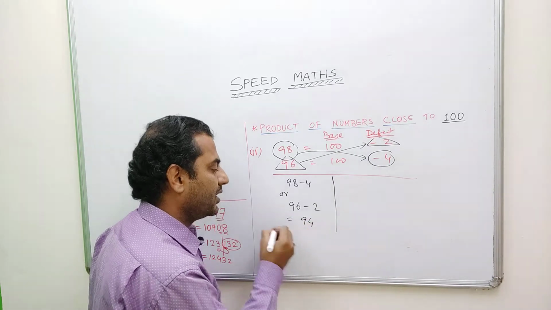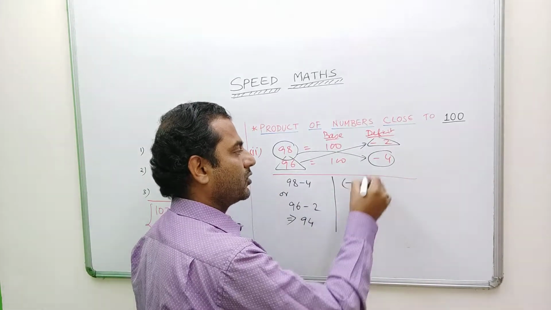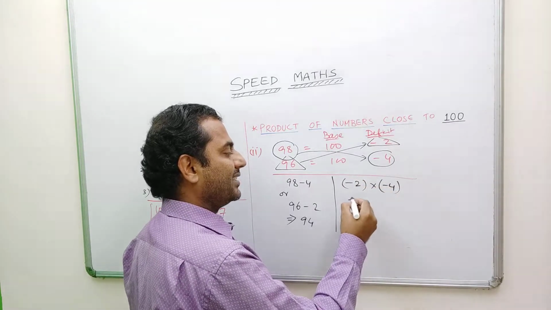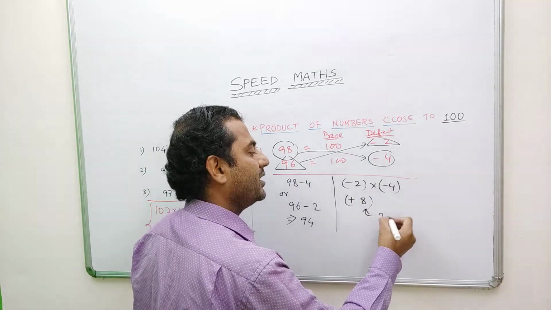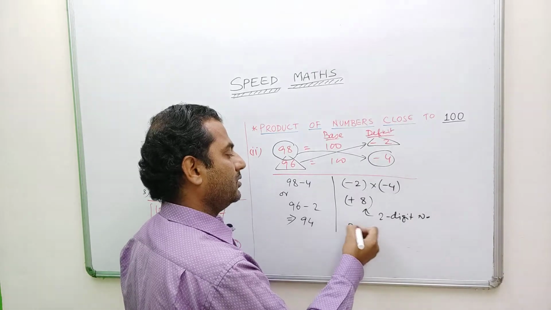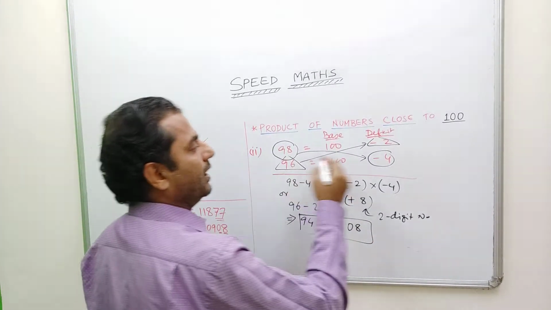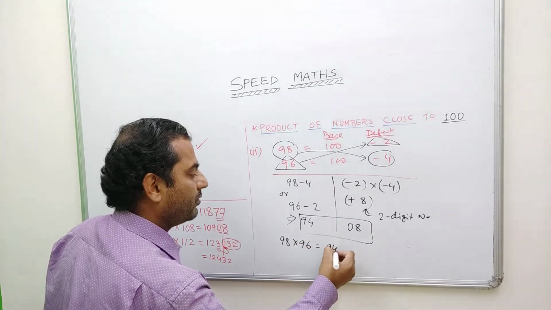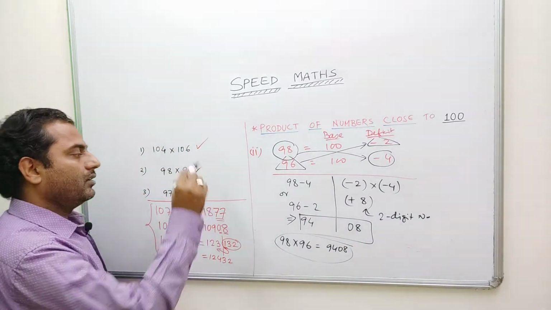So on the left hand side we are getting 94. On the right hand side it is the product of the two deficits, that is minus 2 and minus 4, which makes it plus 8. Now as I said, this should be a 2-digit number. Therefore I will put 08 as the right hand side. Therefore the answer of this, which is 98 into 96, will be equal to 9408. That was for the second case.